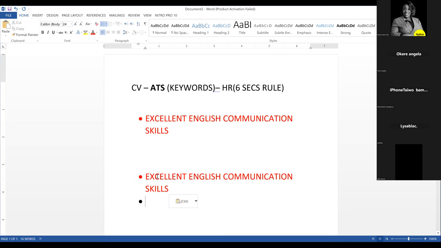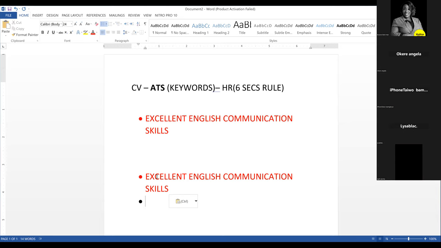So that is why you cannot use one CV to apply for 100 jobs. Because somebody else will not use excellent English communication. Somebody else will use fluent in English. You also will have to use fluent in English because ATS is looking for keywords. Are we together? So today, what we are doing is the general drafting of a standard CV, which everybody can be writing theirs as I am doing this. But whenever you want to submit an application, tailor your CV.